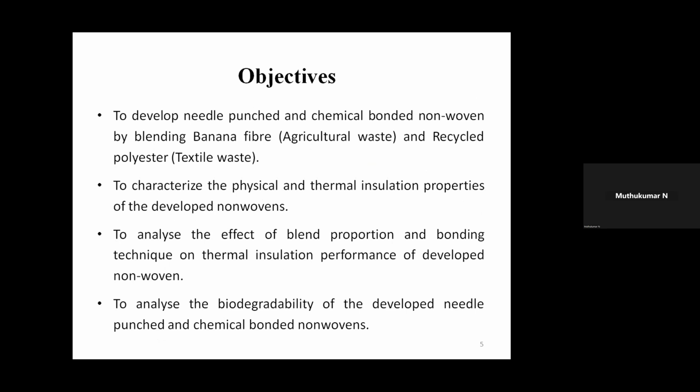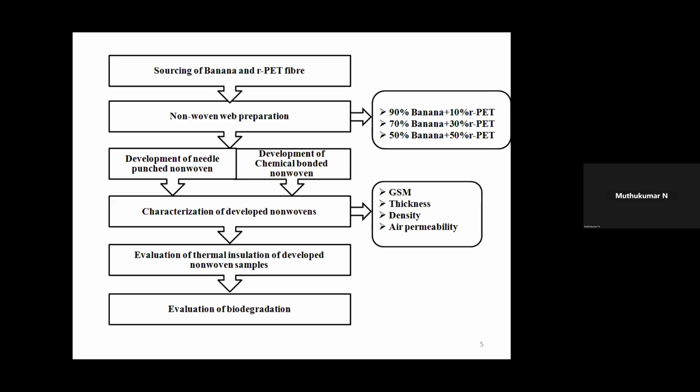So the main objective of the study is to develop needle punched and chemical bonded non-wovens by blending banana fiber and recycled polyester. Banana fiber is agriculture based and recycled polyester is textile based. Then, to characterize the physical and thermal insulation properties of the developed non-wovens. Then, to analyze the effect of blend proportion and bonding technique on the thermal insulation performance of the developed non-wovens. Finally, to analyze the biodegradability of the developed non-wovens.